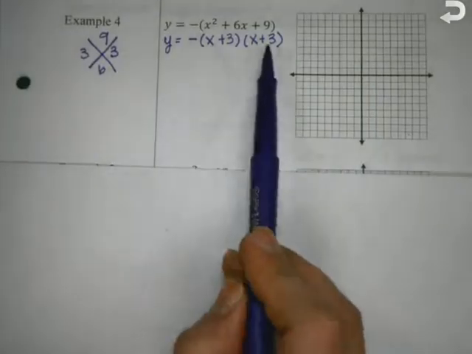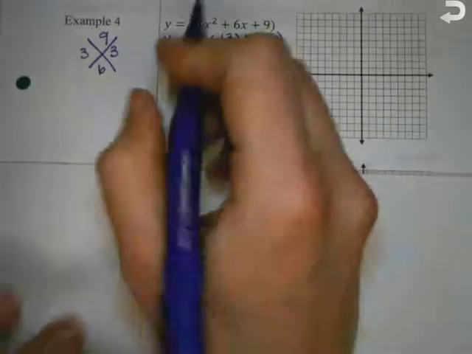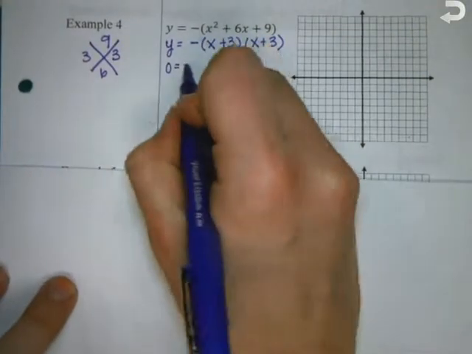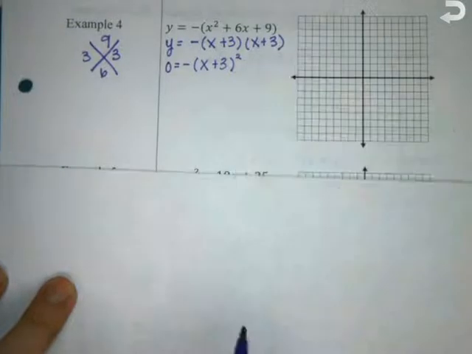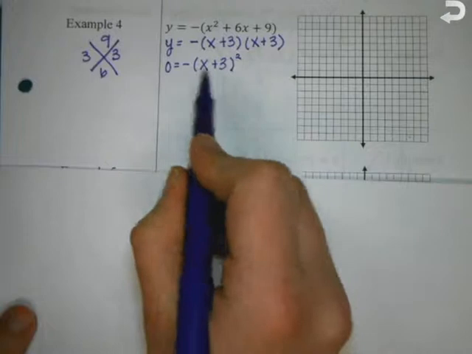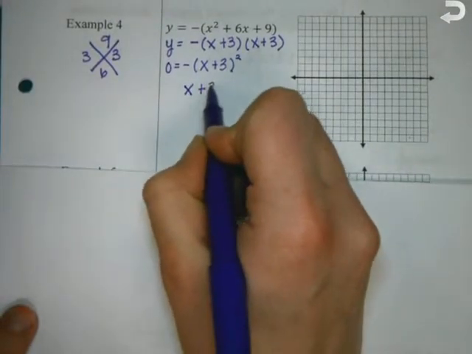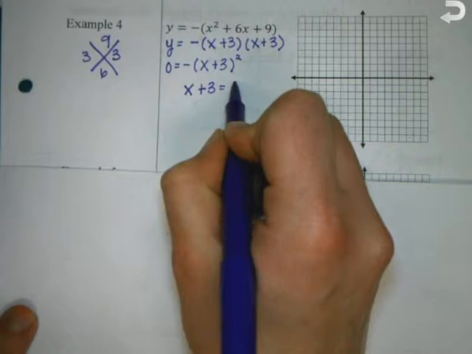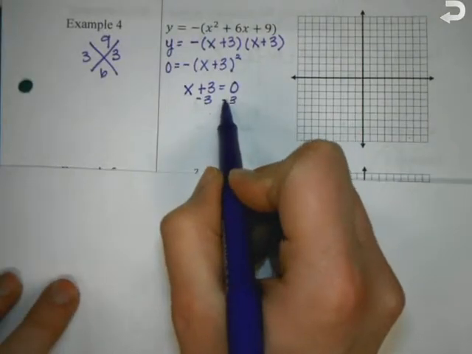So I set the whole thing equal to 0, and we could actually write it as x plus 3 squared, right? Now we set this factor equal to 0, correct? So how many times do I have to write x plus 3 equals 0? Just once, because if we write it twice we end up getting the same answer. So subtract 3, so x equals negative 3. So my x-intercept is negative 3.